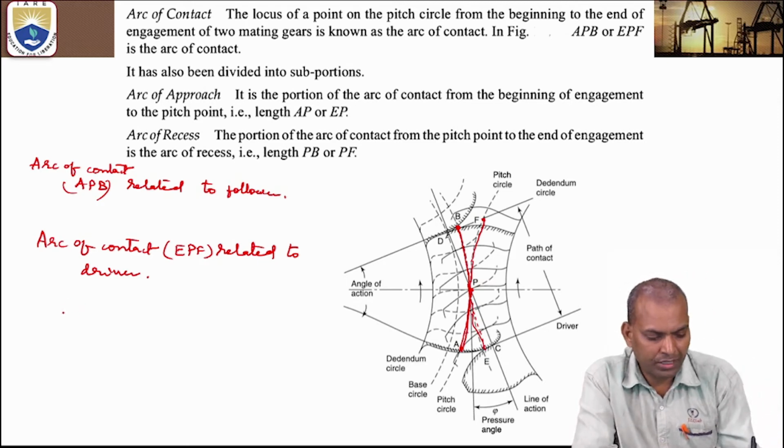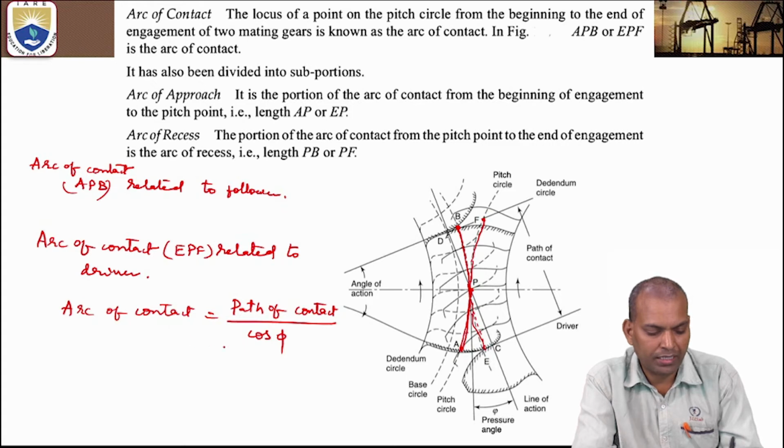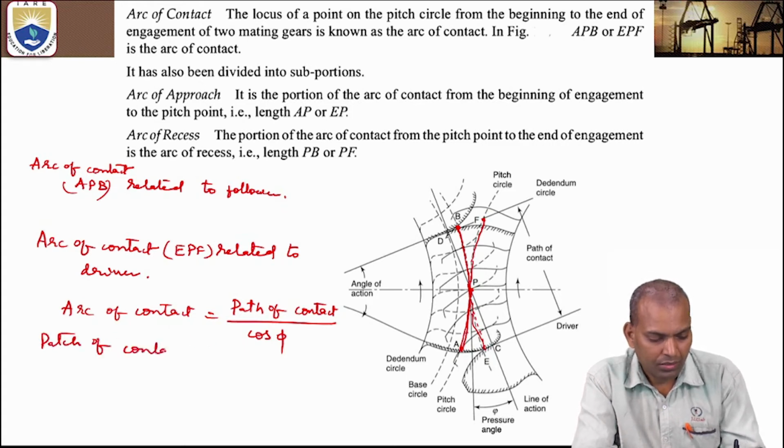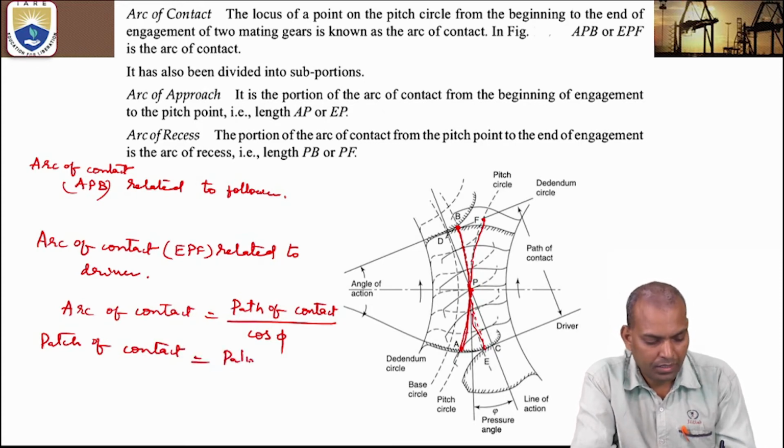Now what is arc of contact? Another definition, mathematically: arc of contact equals path of contact over cos phi, where phi is the pressure angle. What is path of contact? Here in this case, path of contact is the sum of path of approach plus path of recess.